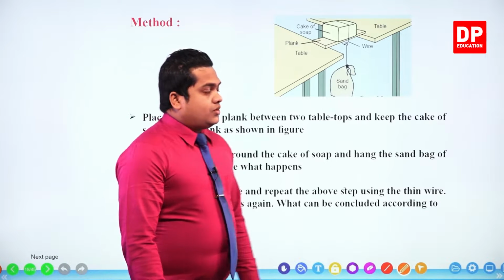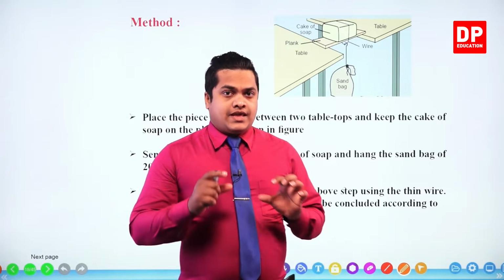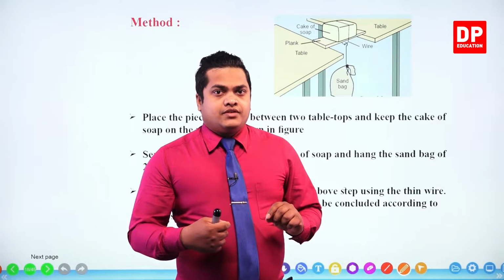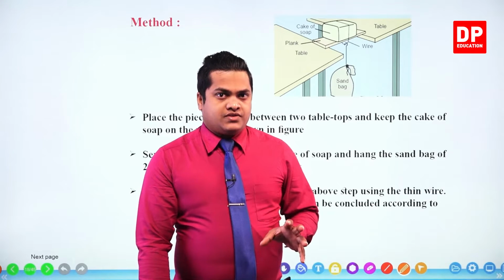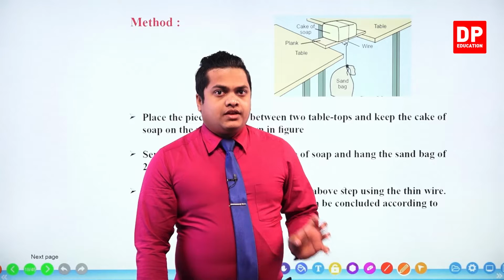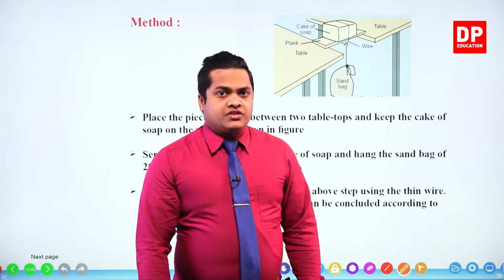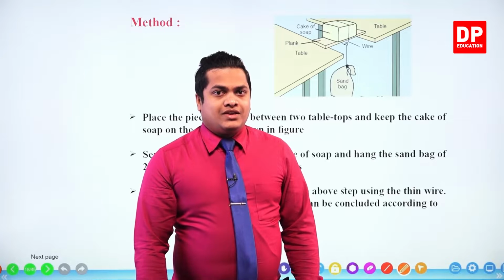Alright. So what you have to do, take the thick wire, keep it around the cake of soap, hang 20 Newton weight and observe how much time is taken to intersect or cut the soap bar.